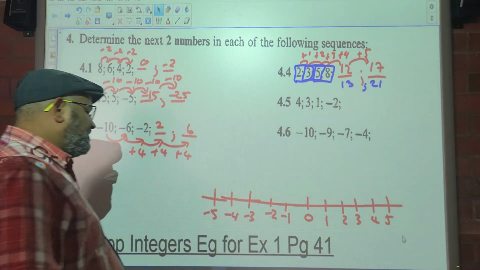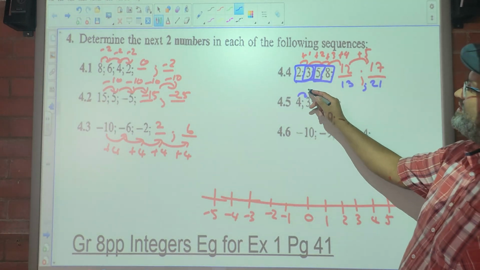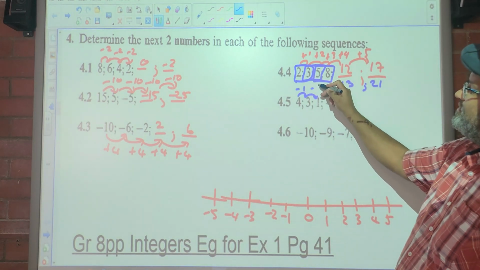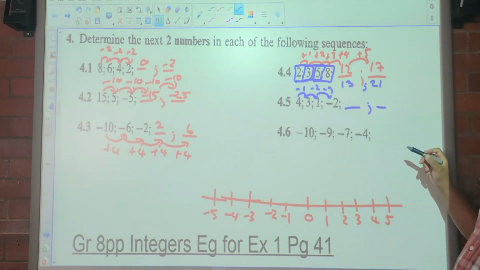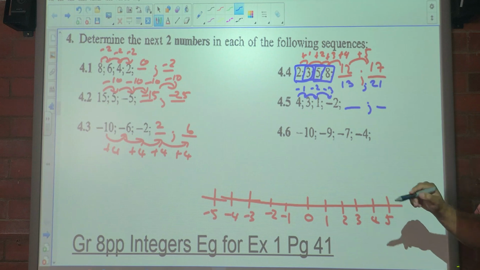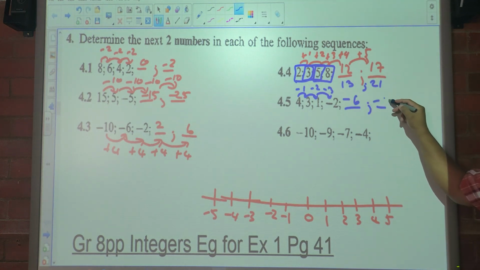Let's look at the 4.5. How do we move from one term to the next? Minus 1, minus 2, minus 3. So minus 4, not so? So what is negative 2 minus 4? Negative 6. Minus 5? Negative 11.